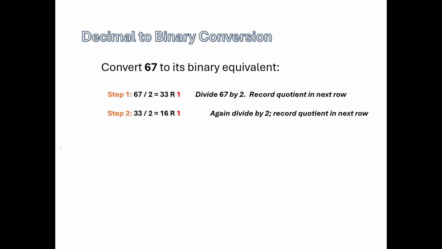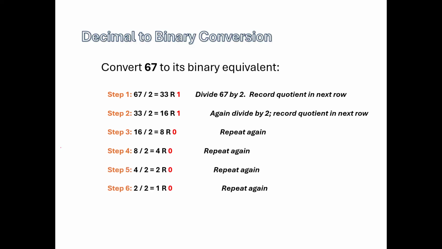If you take 33 and you divide by 2, you will get 16, and there will be a remainder of what? 1. If you take 16 and you divide by 2, you get 8, but there will be a remainder of what? 0, because there will be no remainder. It cancels out perfectly. If you take 8, it will go into it 4 times, but there will be a remainder of what? 0. If you take 4, it will go into it 2 times, and there will be a remainder of what? 0. If you take 2, it will go into it once, and there will be a remainder of what? 0.